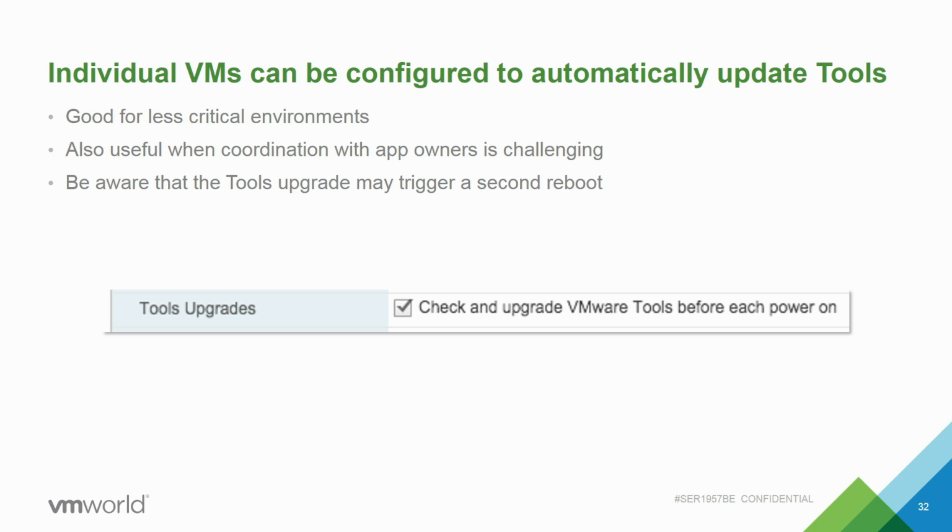So let's talk about the easiest and simplest thing to do. Probably everybody knows about this. You can have tools update automatically when a VM boots. You just check a box in the VM configuration, and next time that VM reboots for any reason, it's going to see if there's a tools update that can be installed. Now, I would really only recommend this for less critical workloads. For example, you don't want to put this on your SQL Server databases. Your DBAs are not going to be happy with you.